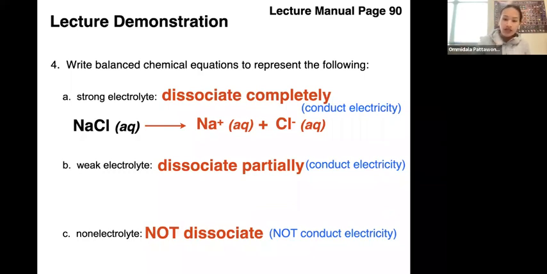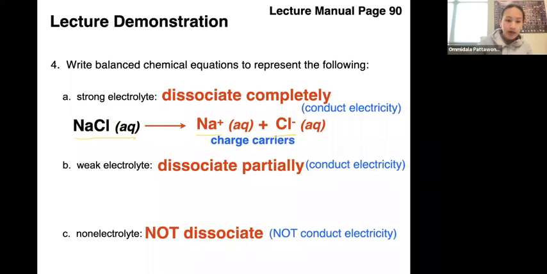The reason why sodium chloride can conduct electricity is that in solution, this molecule no longer exists because it completely dissociates into sodium ion and chloride ion. And these ions behave as charge carriers. That's why they are able to conduct electricity.